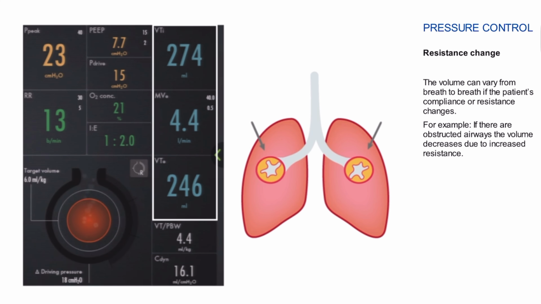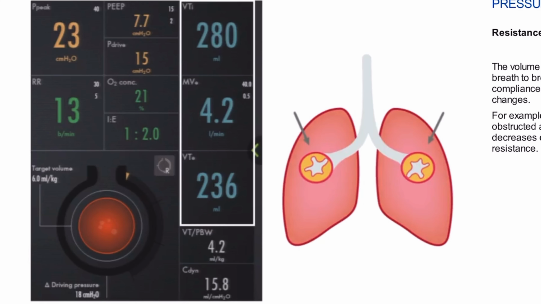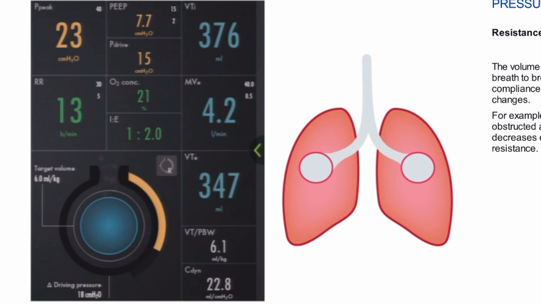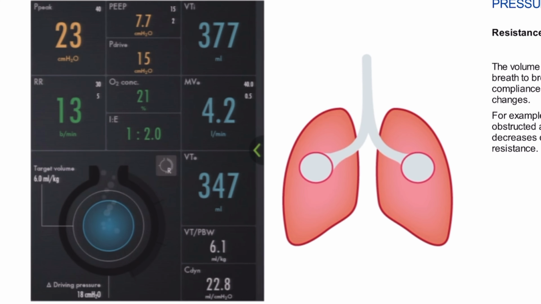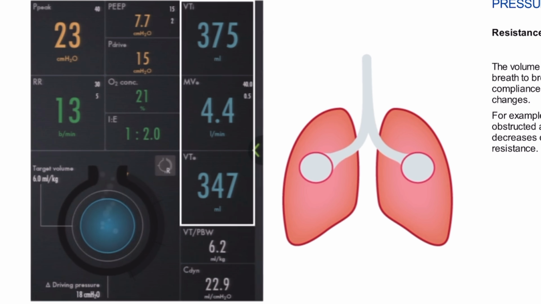Respiratory rate, the number of breaths delivered by the ventilator per minute. This should be monitored to ensure the ventilator is delivering the correct number of breaths and to know the patient's breathing as well. Tidal volume, the volume of air delivered to the lungs during each breath. In pressure control mode of ventilation, the volume depends on lung compliance and airway resistance. Normal tidal volume in neonates is 4 to 6 ml per kg, pediatrics 5 to 8 ml per kg, and in adults 6 to 8 ml per kg.